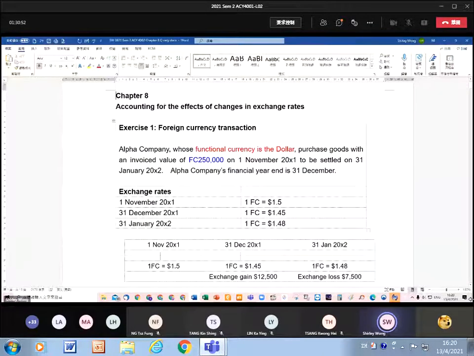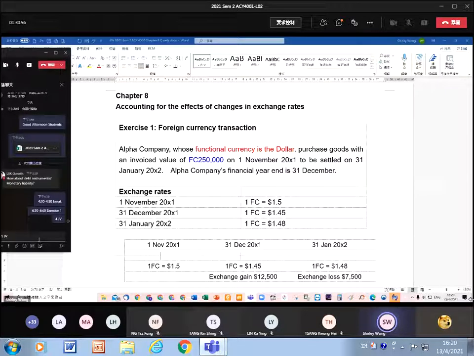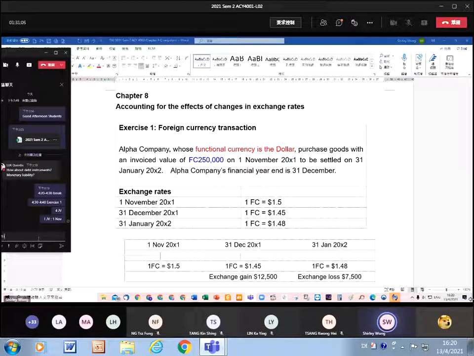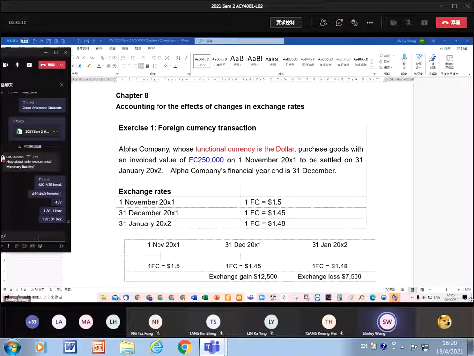So can you please take out this exercise? I have uploaded it to Moodle. So totally, you will have 4 journal entries. The first journal entry will happen on 1st of November. And then 1 journal entry will happen on 31st of December. And then finally, we will have 2 journal entries that happen on the settlement date, that is 31st of January.